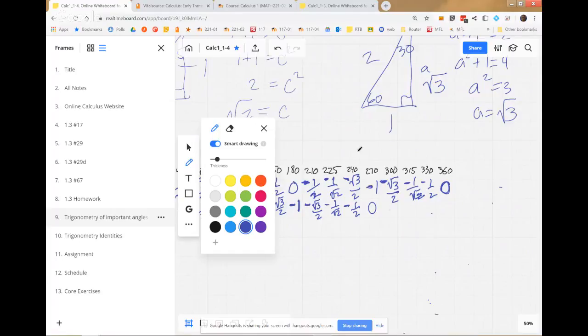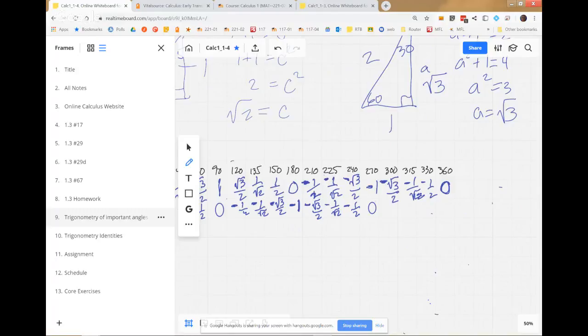So 300 degrees is 60 degrees from the x-axis, and if we're doing the cosine of 60, it's 1/2. And because we're in the fourth quadrant, it's now positive. 315 is a 45 degree angle. Cosine is 1 over square root of 2, positive. 330 is a 30 degree angle. Cosine of 30 is square root 3 over 2, positive. And finally 360, all the way full to the right: 1.